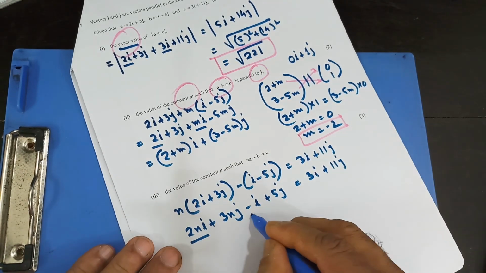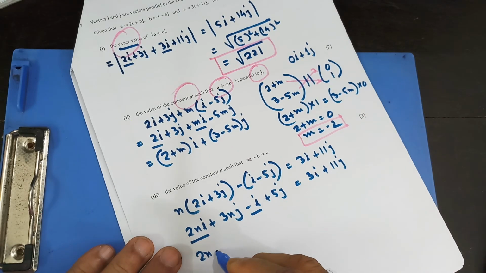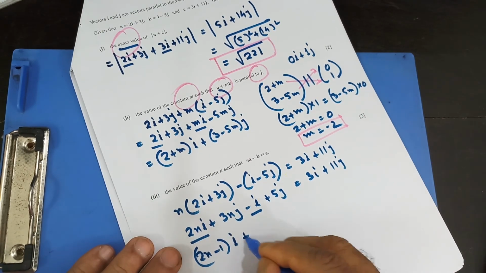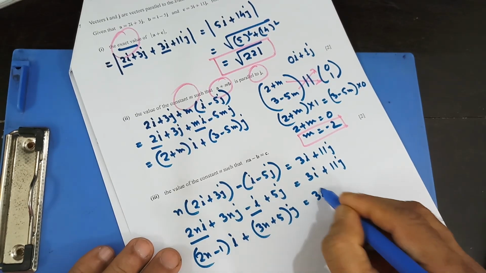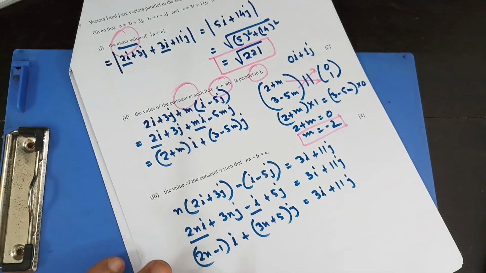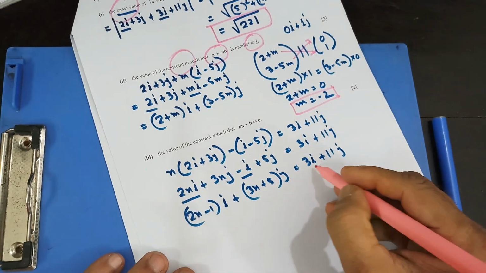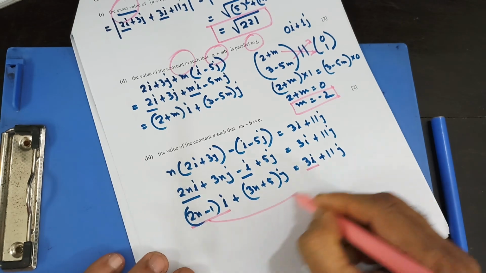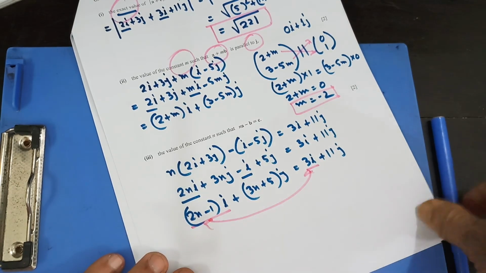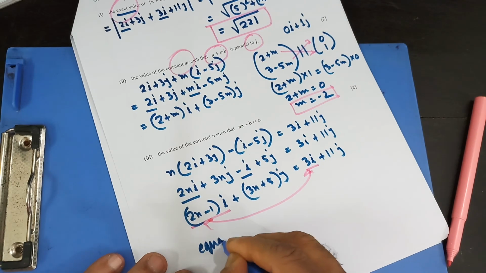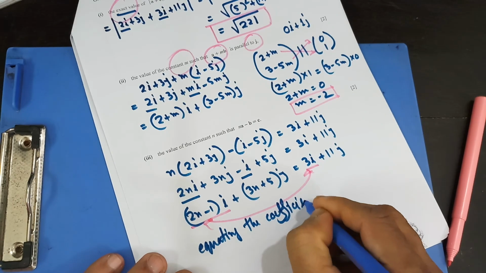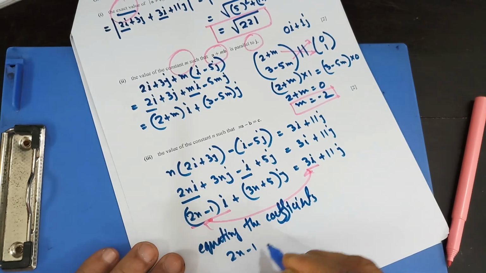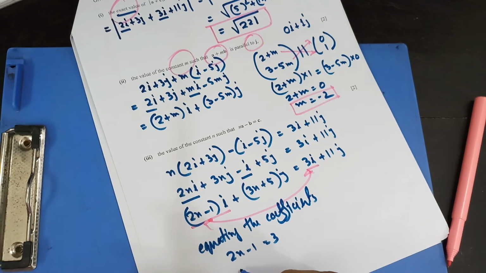Now, like terms: if I take i common, so (2n minus 1)i plus (3n plus 5)j equals 3i plus 11j. Now I'm going to equate the coefficient of i from both sides. Equating the coefficients, 2n minus 1 equals 3, so 2n equals 4, n equals 2.